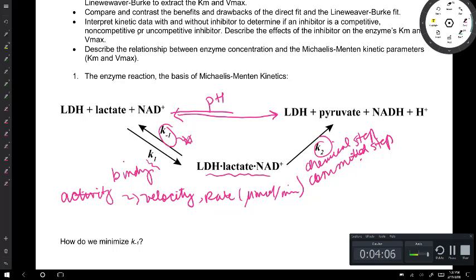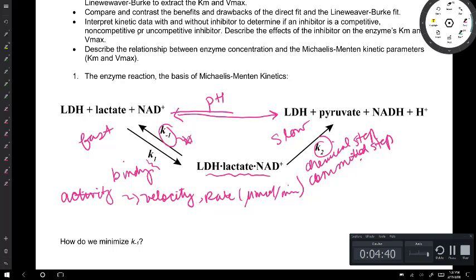However, when we're measuring the reaction kinetics, we want to make the assumption that what we're measuring is the chemical step. So the idea is that the binding of LDH to lactate and NAD plus is relatively fast, whereas the chemical step or the concerted step is relatively slow.